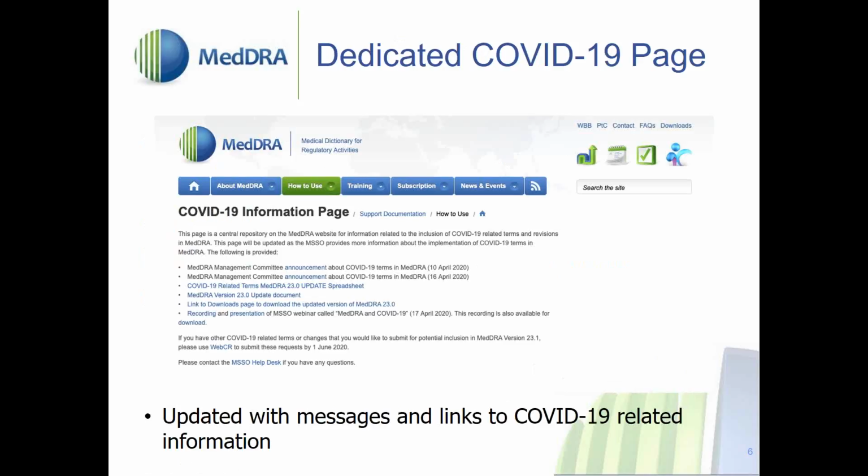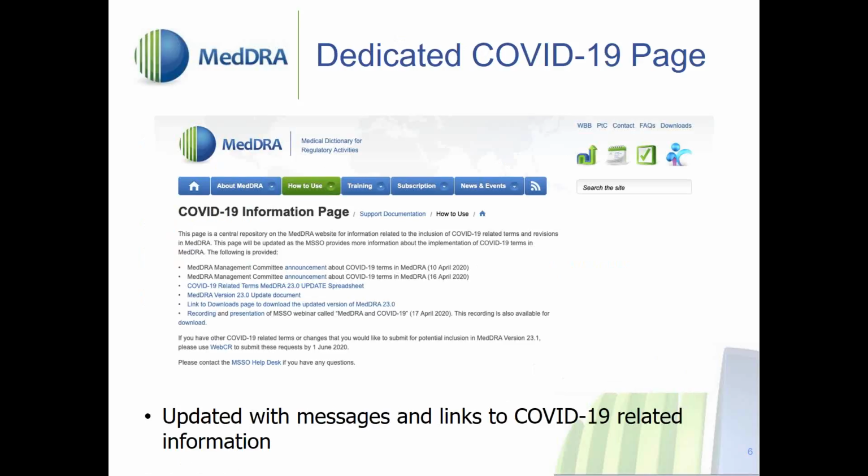On the COVID-19 page, you'll see the announcements that the MedDRA Management Committee had related to COVID-19. You also have a link, which makes it easier for users, for the MedDRA version 23.0 update, as well as a link for the downloads page, so you don't have to go on separately to the downloads area of the website. And as well, you can access a recording and a presentation of an MSSO webinar we did earlier in April that was dedicated to MedDRA and COVID-19.